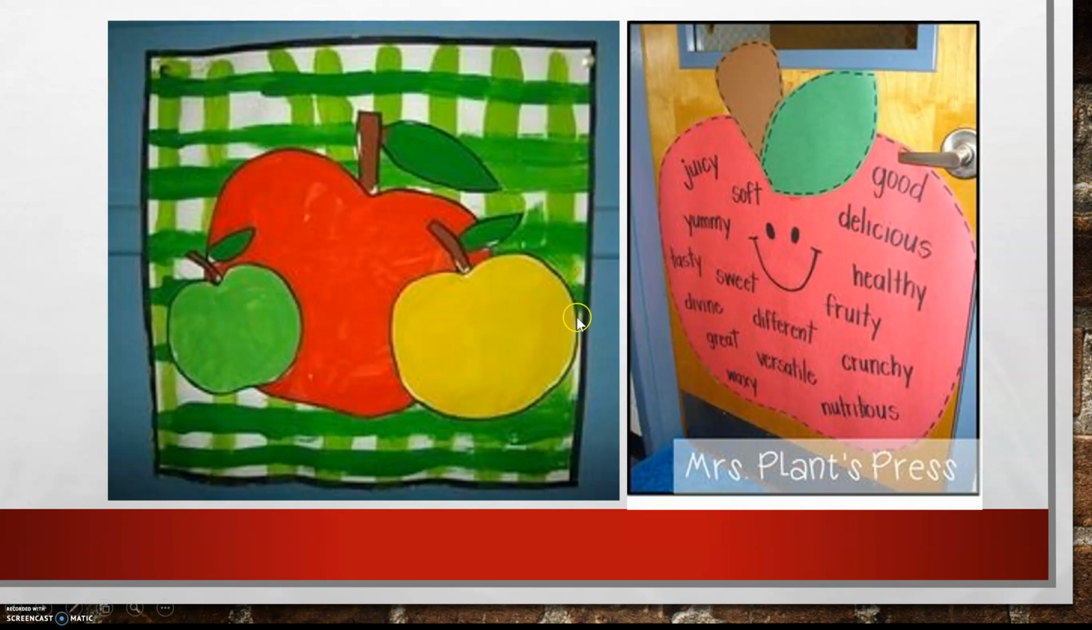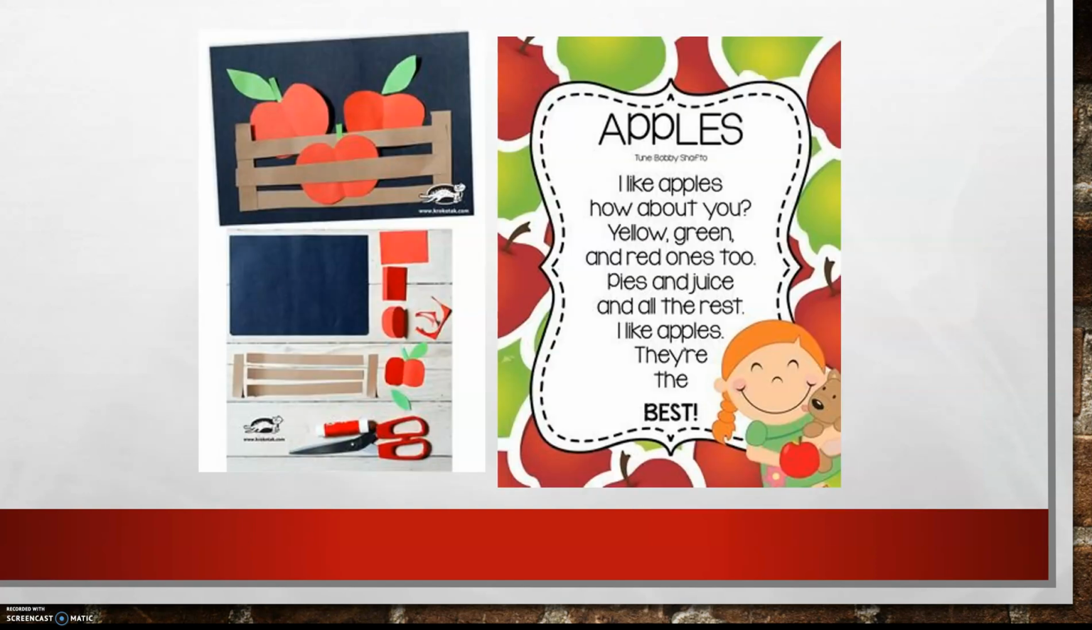You can paint apples. There can be more than one apple in your painting. You can paint a background for your apple. You can make a big apple and put the words that describe apples inside. Like this one, it says juicy, soft, yummy, tasty, sweet, divine, great, different, versatile, that's a big word, waxy, nutritious, crunchy, fruity, healthy, delicious, and good. You can use different colored construction paper, cut it out and glue it onto your paper.